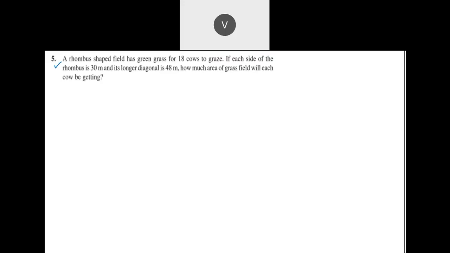A rhombus-shaped field has green grass for 18 cows to graze. If each side of the rhombus is 30 meter and its long diagonal is 48 meter, how much area of the grass field will each cow be getting?